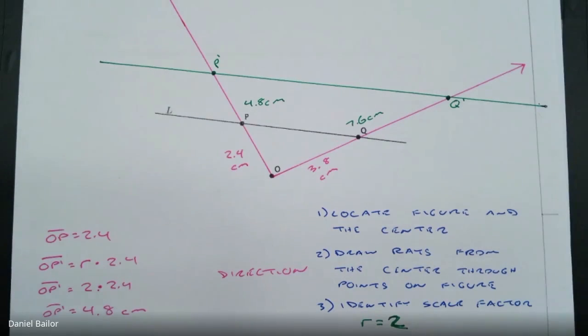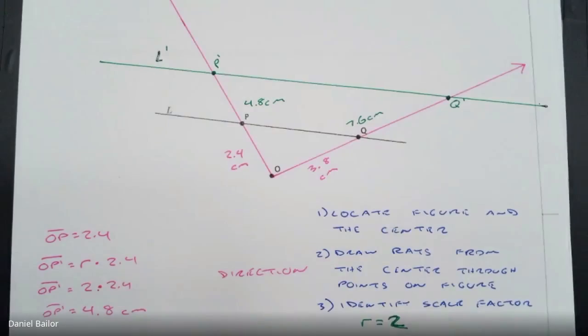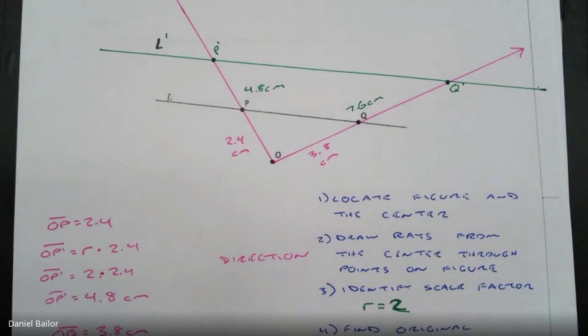And that's the new line. In fact, I can say this is line L prime because it happened after the dilation. So you can see that is an example of how we dilate.